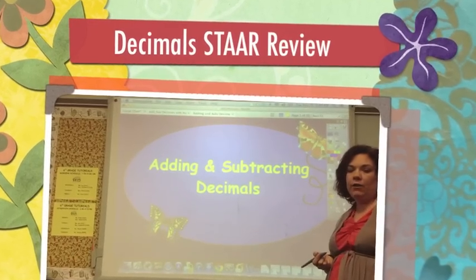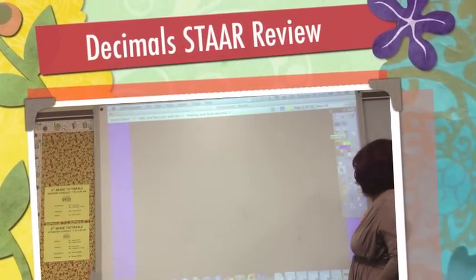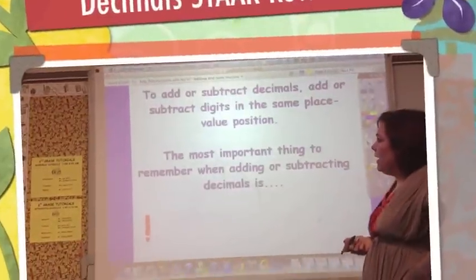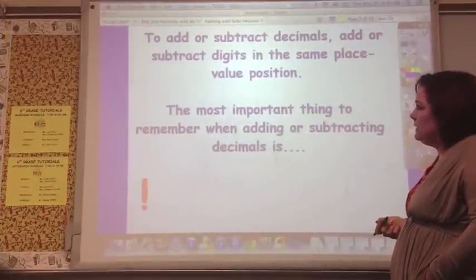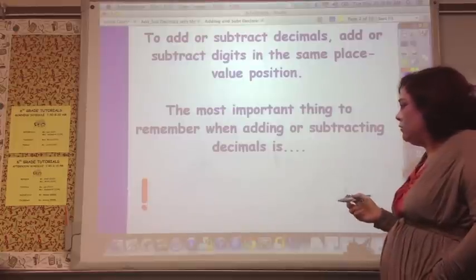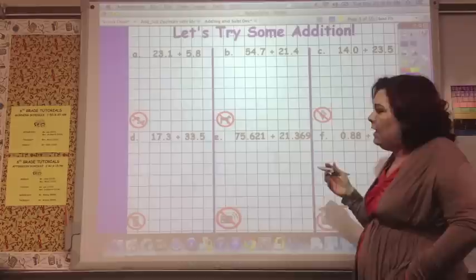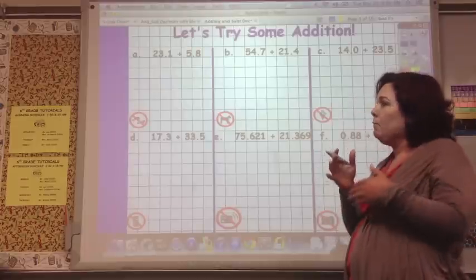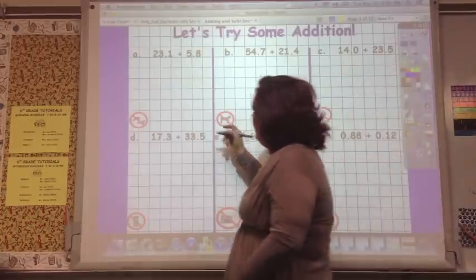Okay, so today we're going to be adding and subtracting without the models. Whenever you add or subtract decimals, you add or subtract the digits in the same place value position. The most important thing to remember when adding or subtracting decimals is to line up the decimal. And this helps you just line up those decimals.